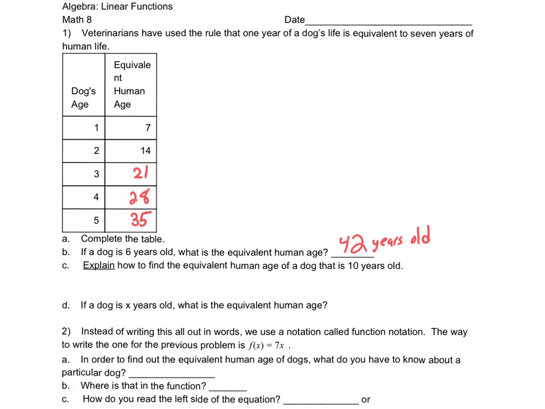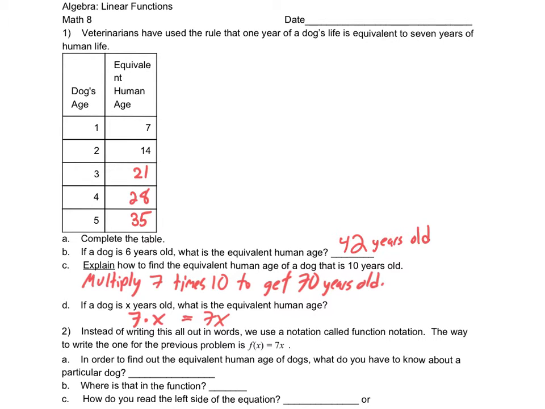Now, you might have just kept adding 7 to that, but I hope that in your explanation, you had something to say that you basically could take the dog's age, which was 10, and simply multiply that by 7 to get to 70. I hope you gave some kind of explanation like that. And now that we've thought about it that way, if the dog was 10 years old, we would do 10 times 7. What if it was X years old? In part D, what is the equivalent human age?